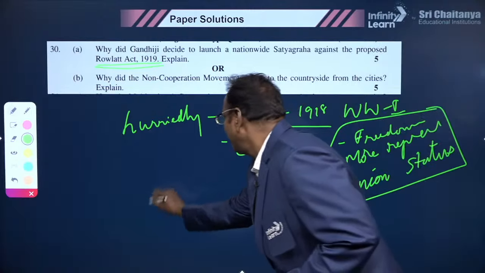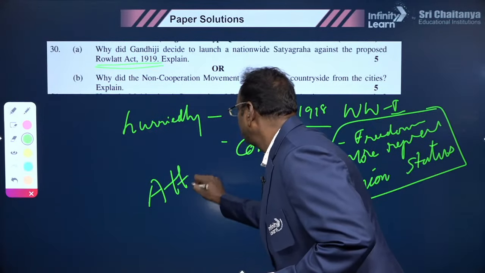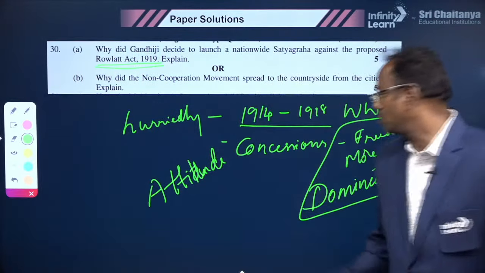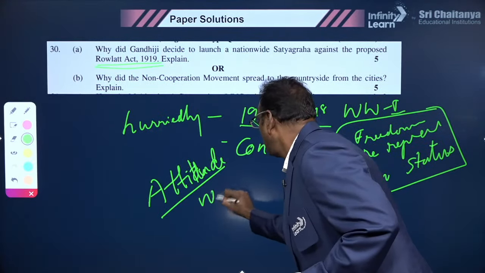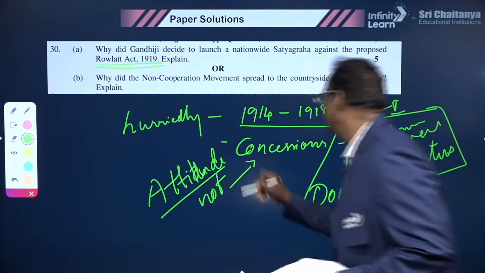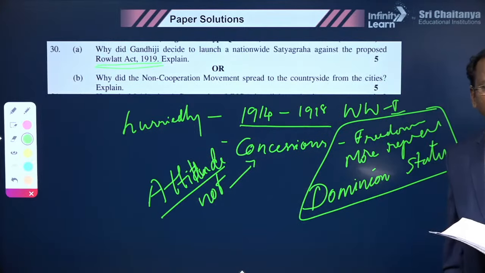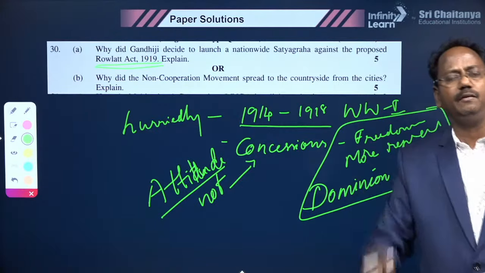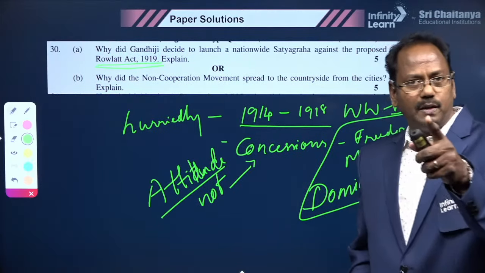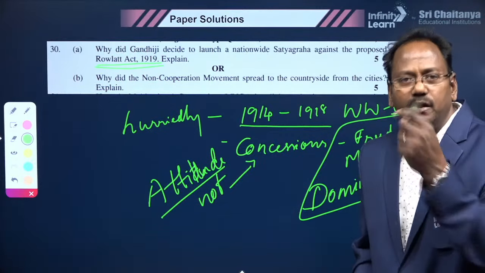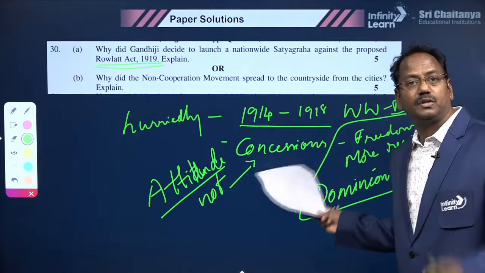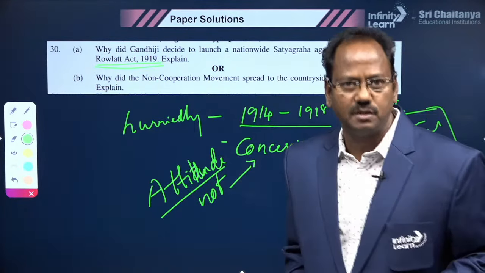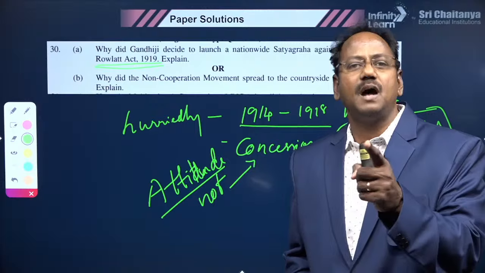So what was the attitude of the British here? Not to give any kind of concessions to Indians. The British knew very well that if no concessions were given to the Indians, the Indian leaders would definitely rise in movement, and all the Indian people would start a huge movement.